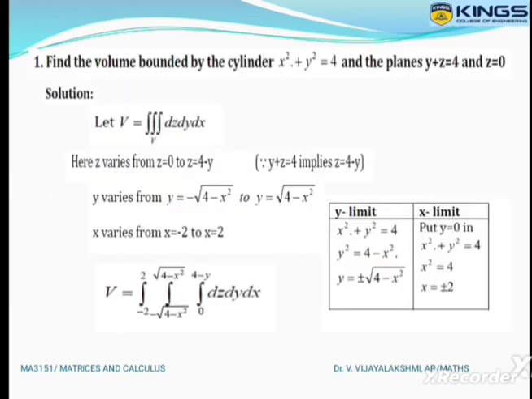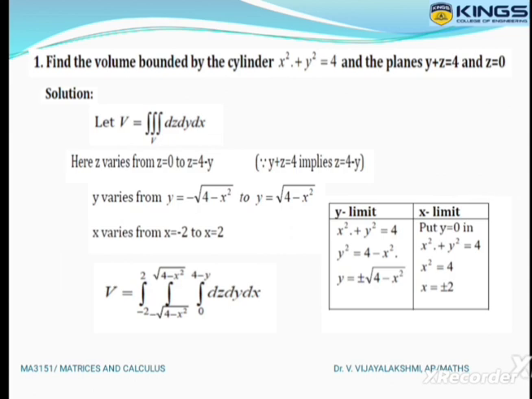Now we will see some problems for finding the volume of a surface using triple integrals. Our first problem is: find the volume bounded by the cylinder x squared plus y squared equal to 4 and the planes y plus z equal to 4 and z equal to 0.